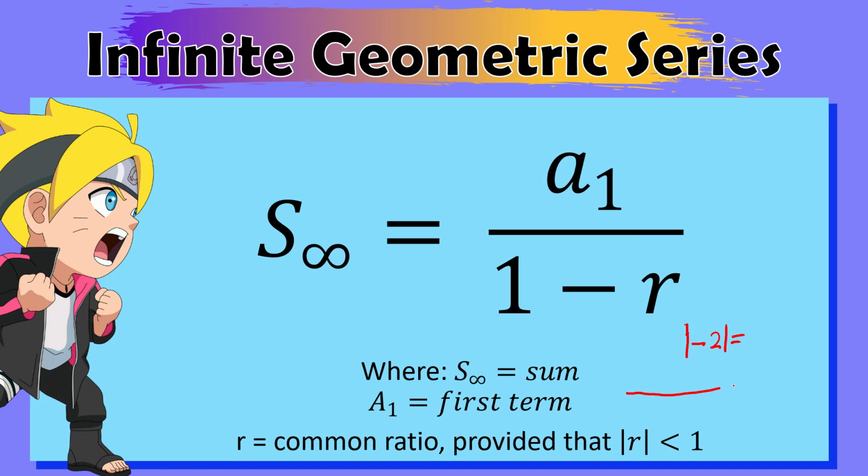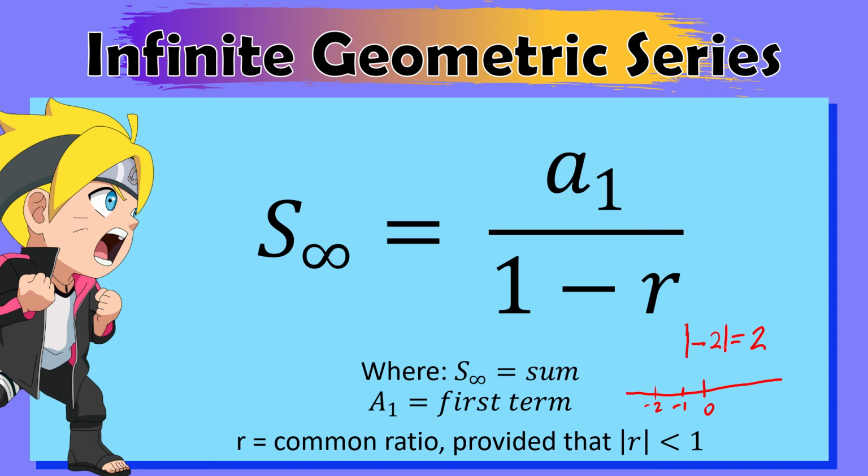So, kung may number line tayo dito, ito ang 0, gaano daw kalayo si negative 2 from 0? The answer will be 2. So, pag sinabi po nating absolute value, regardless of the sign, hindi po siya positive, hindi rin po siya negative. Then, ano yung sinabi pa? The absolute value of the common ratio should be less than 1.